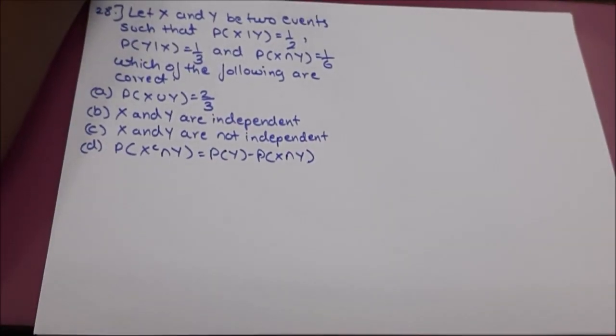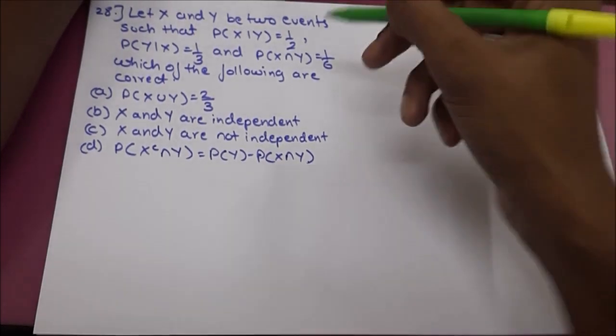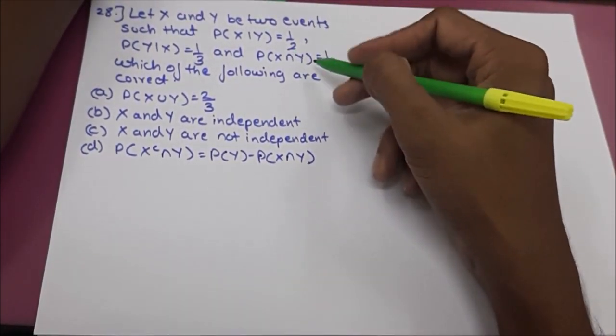Question 28. Let X and Y be two events such that P of X union Y is equal to half, P of Y by X is equal to 1 by 3, and P of X intersection Y is equal to 1 by 6.